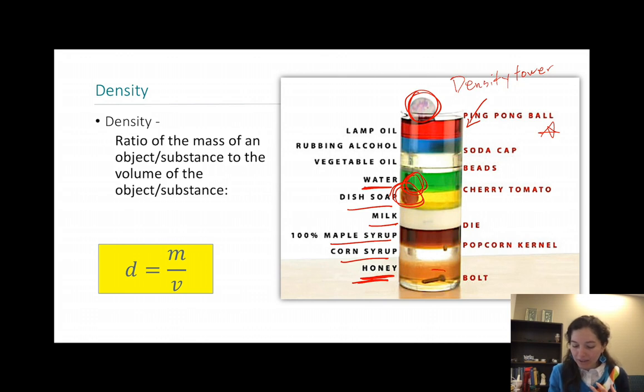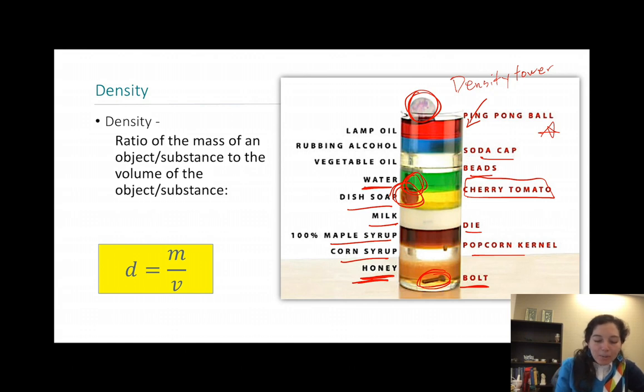And then if you see down here, there's a bolt that they've actually dropped down into the density tower, and metal is very, very dense. If you remember from last topic, you saw that the metal atoms are really close together in their crystalline structures, and they tend to be very heavy, right? Density is based on mass. So something that's really heavy tends to have a high density. You can see a couple other things that they've dropped in here. Yeah, that was a tomato. There it is. Okay, beads, soda cap, dye, popcorn kernel. Anyways, this is a fun experiment you can do at home if you're bored one day.